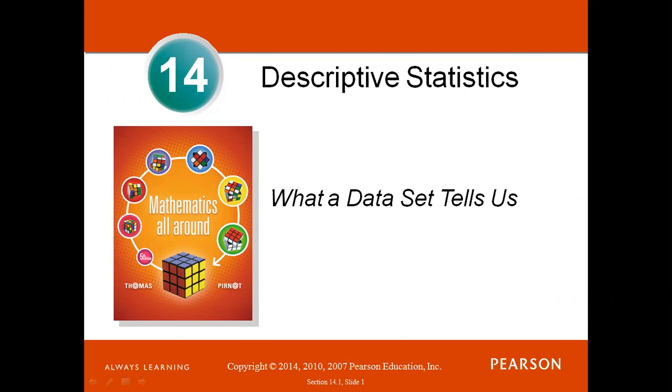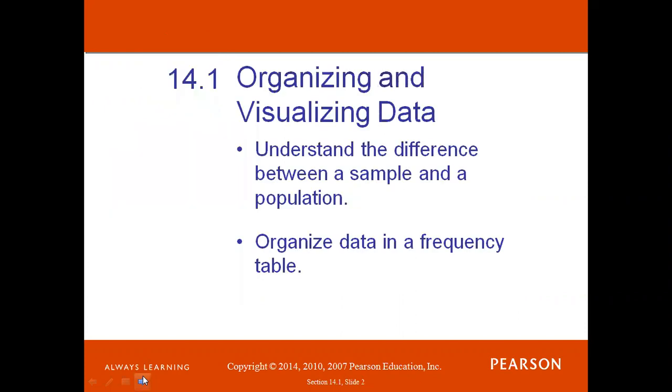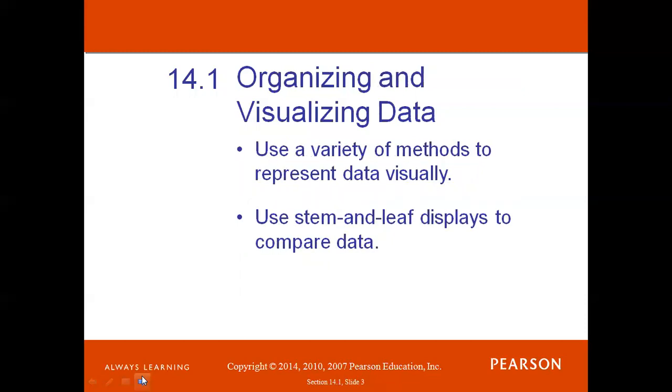Let's take a look at Chapter 14, Section 14.1. In 14.1, we're looking at organizing and visualizing data. We want to understand the difference between the sample and the population. We want to organize data in frequency tables. We want to use a variety of methods to represent visual data. And we want to use stem and leaf displays to compare data.